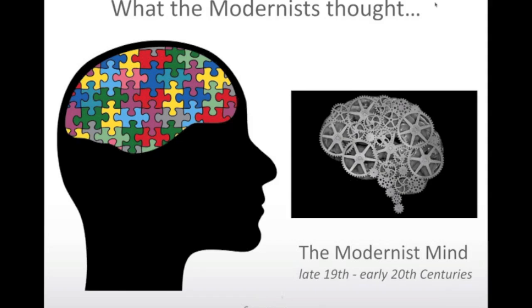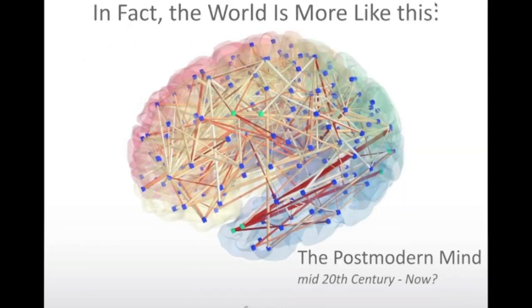So I like to start my developer talks with a little bit of history. For anyone who's familiar with philosophy or art, the modernists at the turn of the last century really thought of the world and the mind as like this gigantic puzzle, and all the pieces just fit together neatly. But actually, what the world looks like, and this is the postmodern mind, is everything is sort of interconnected and relative, much more complex than that simple puzzle.